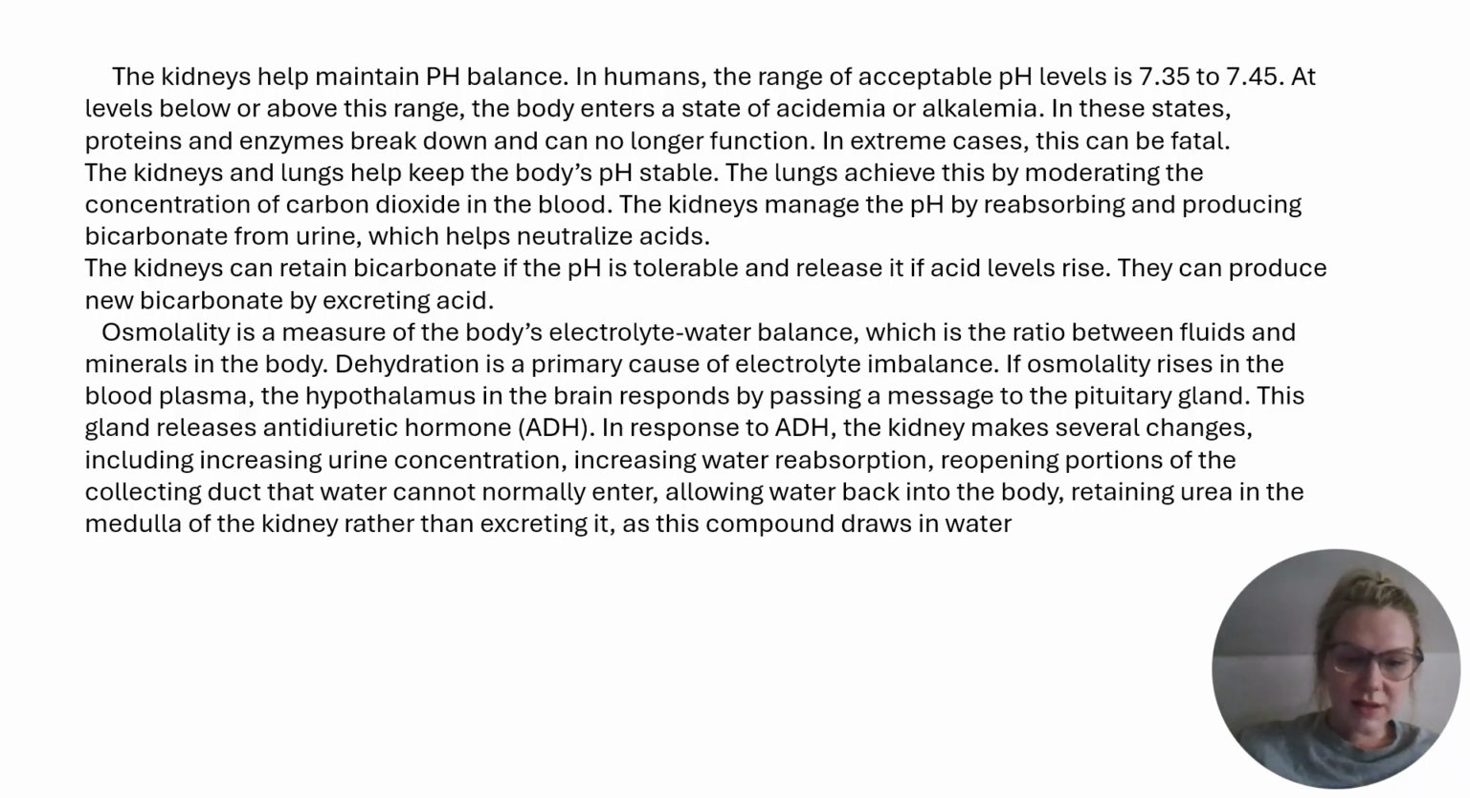The kidneys and the lungs help keep the body's pH stable. The lungs achieve this by moderating the concentration of carbon dioxide in the blood, and the kidneys manage the pH by reabsorbing and producing bicarbonate, which helps neutralize the acids. The kidneys can retain the bicarbonate if the pH is tolerable, and they release it if acid levels rise. They produce new bicarbonate by excreting acid.